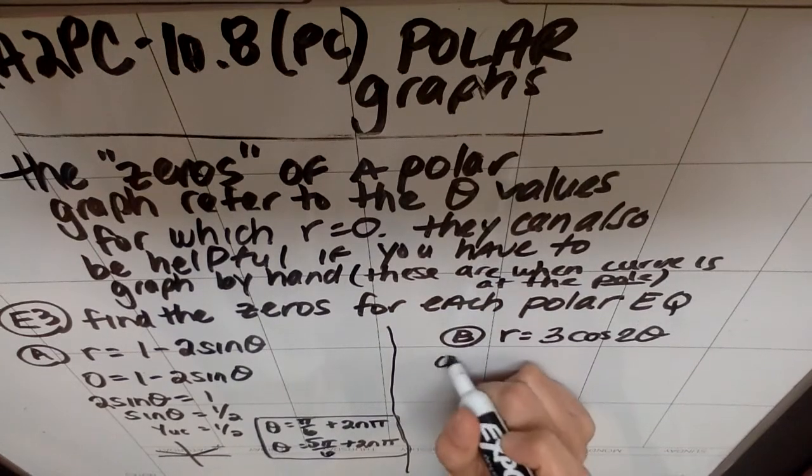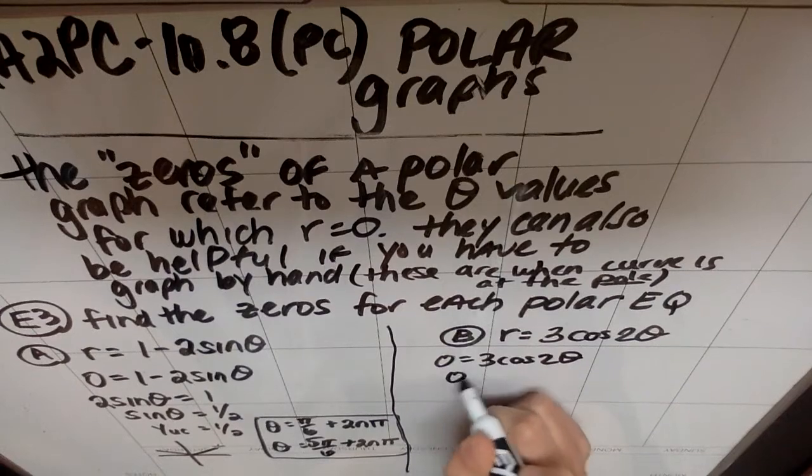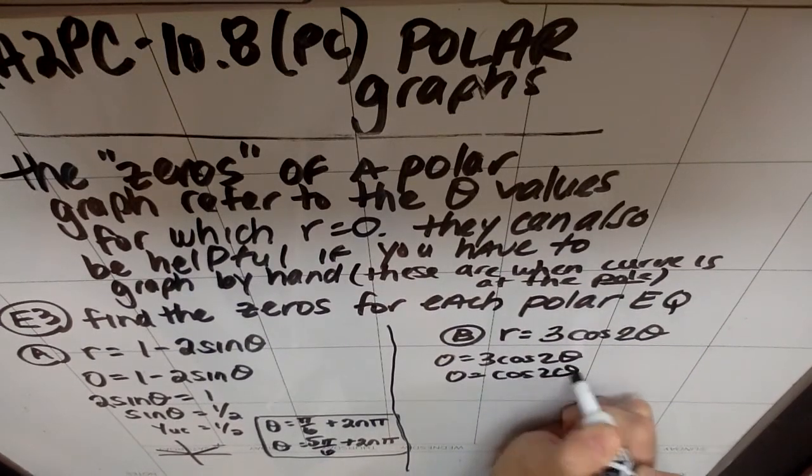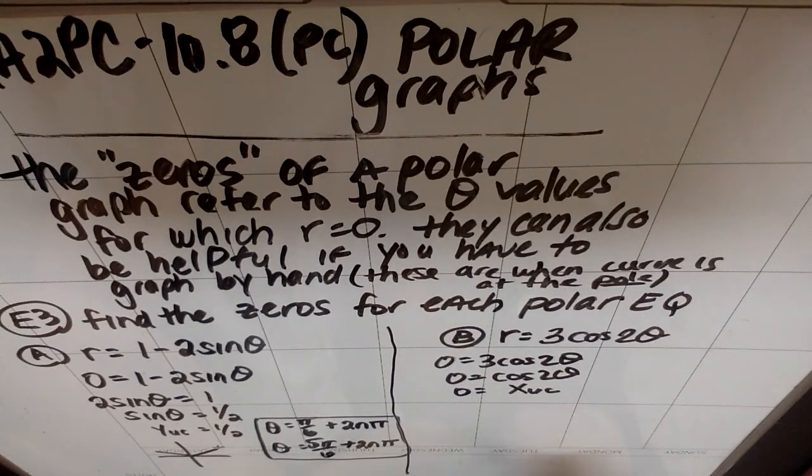So I'm going to set 0 equal to 3 cosine of 2 theta. Right, so 0 equals cosine of 2 theta. Well, cosine is the x on the unit circle, right? So I want where the x on the unit circle is going to be 0. So that's going to be at my pi over 2's, right, here and here.